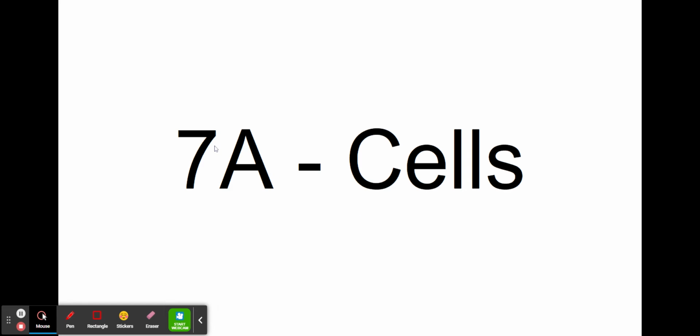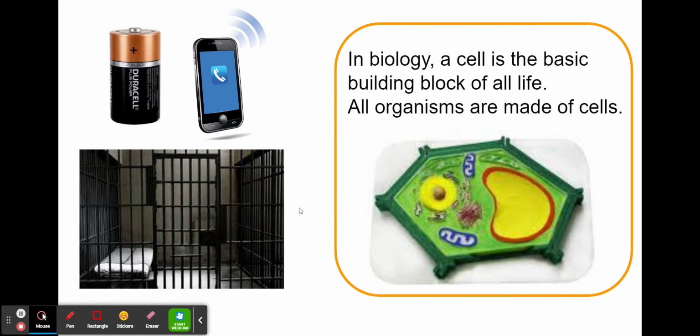So we're going to start off by looking at topic 7a. This is one of the first topics you're going to look at in year 7, and it's called cells. We want to start off this topic by looking at different types of cells. And actually, we have lots of different uses for the word cell.